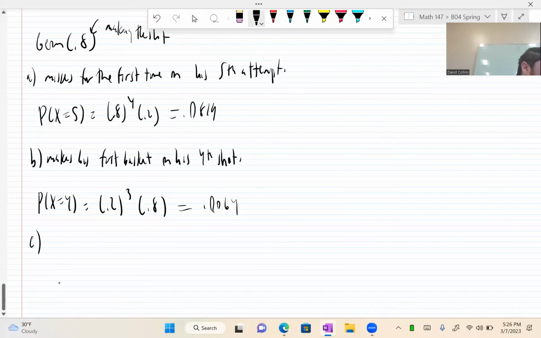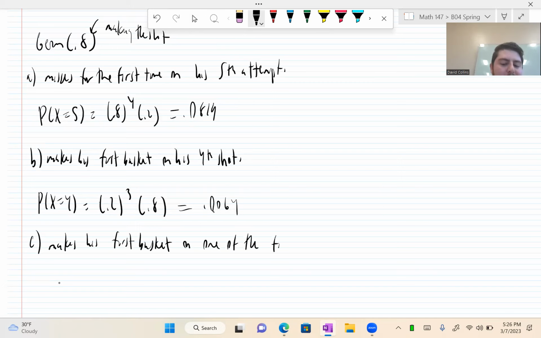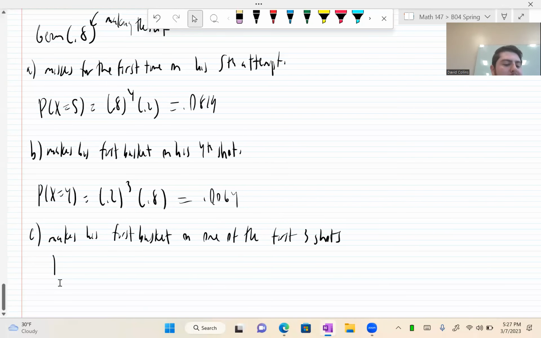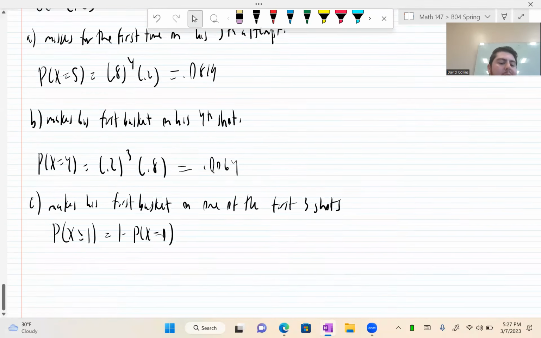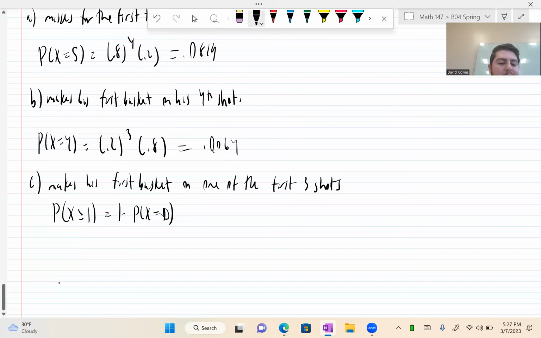Part C. Makes his first basket on one of the first 3 shots. This is one of those at least one problems. You know, there's a lot of those. So this is 1 minus missing 3 times.